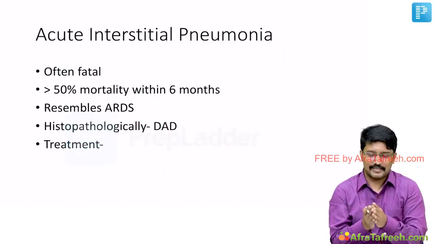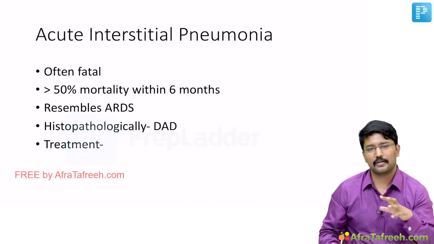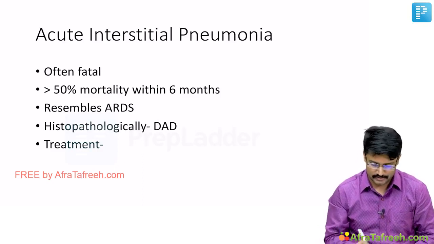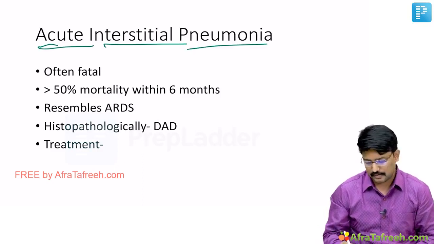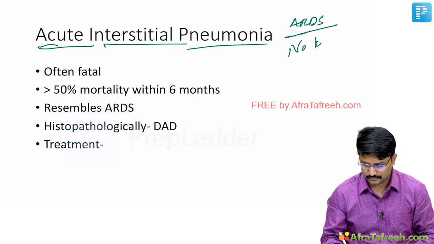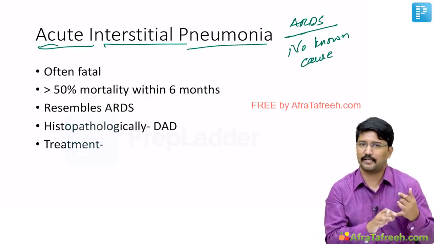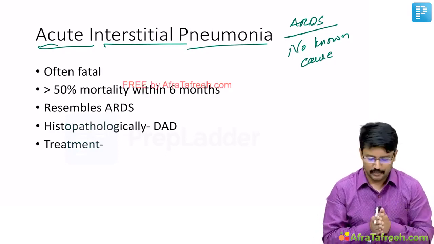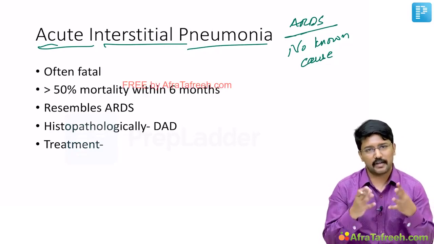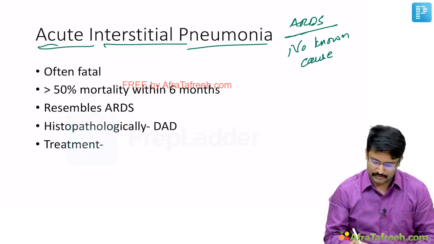Then coming to the next entity, what we call acute interstitial pneumonia. This is something that resembles ARDS. Basically, this is ARDS with no known cause. When we say ARDS, we have a typical history of an inciting event, either infection or lung injury. But here, these patients present with an ARDS-like picture without any inciting event.